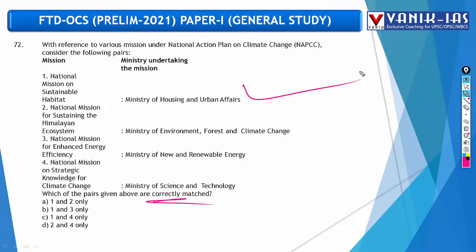Then National Mission for Sustaining the Himalayan Ecosystem. It is the Ministry of Environment and Climate Change. The third option is National Mission for Enhanced Energy Efficiency. No, this is not the Ministry of Climate Change. This is the Ministry of Renewable Energy. So the third statement is wrong. National Mission on Strategic Knowledge for Climate Change. This is the Ministry of Science and Technology. Yes, that is right. So options 1 and 4 will be right. All others are wrong.